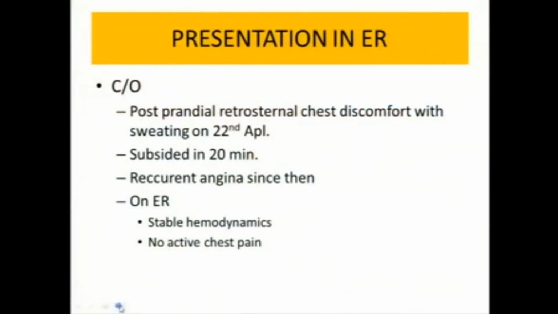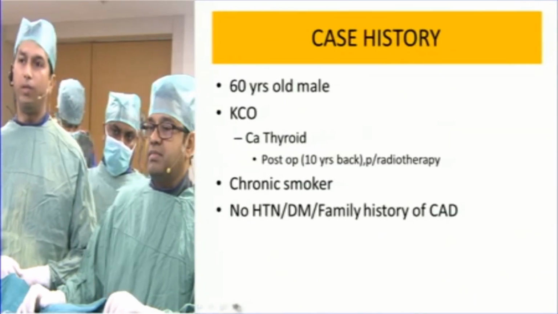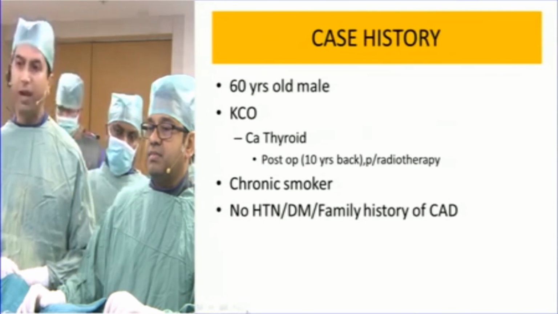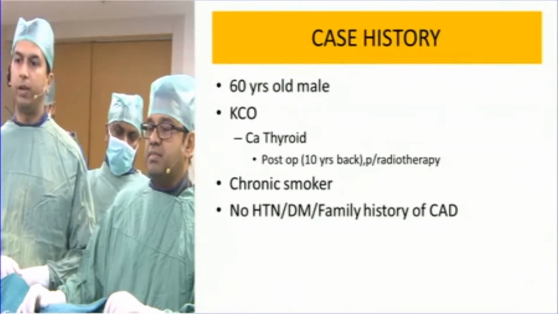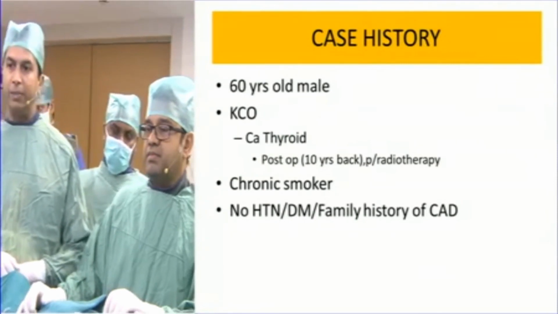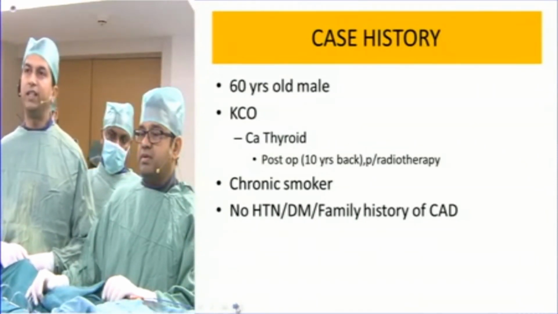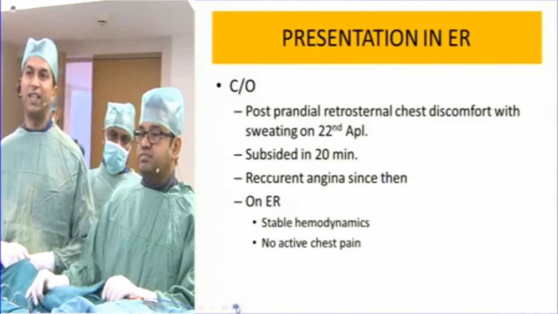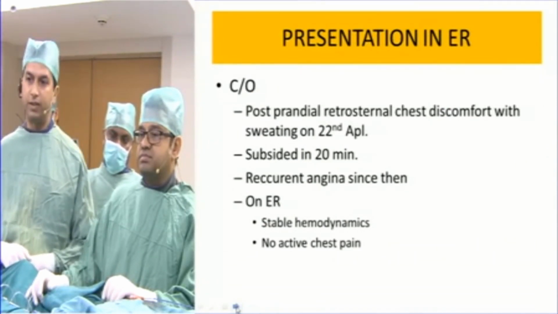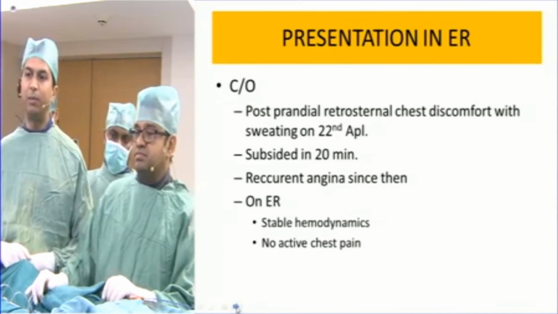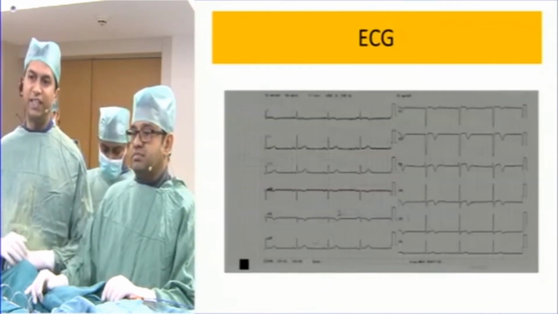A very good afternoon to everybody there. I'll just give you a brief case summary of this patient. This is a 60-year-old gentleman, an active smoker with no history of diabetes or hypertension. He had been operated for a carcinoma thyroid about 10 years back and underwent radiotherapy for that. He is not cured of that. He presented to us with a 7 days history of unstable angina, with rest angina for the last 24 hours. He was hemodynamically stable. And this is the ECG of this patient.